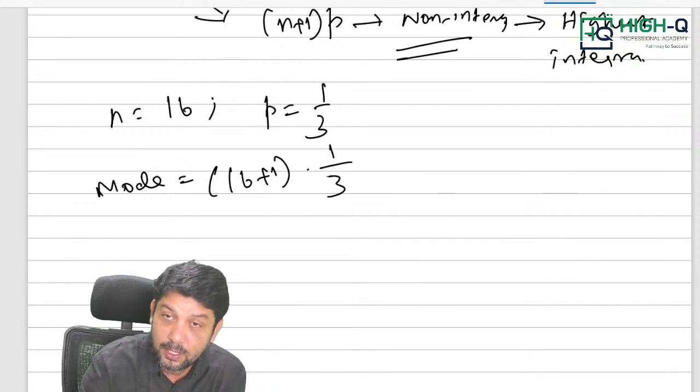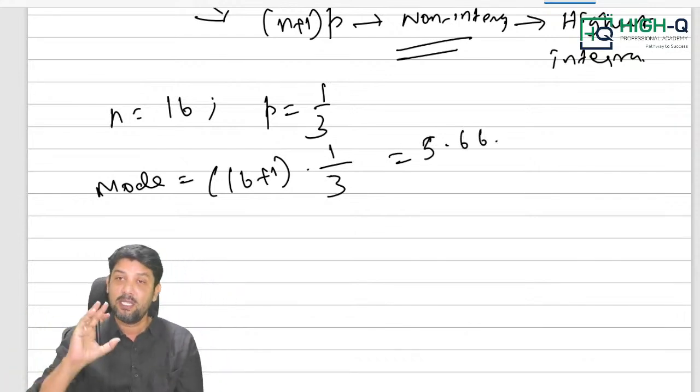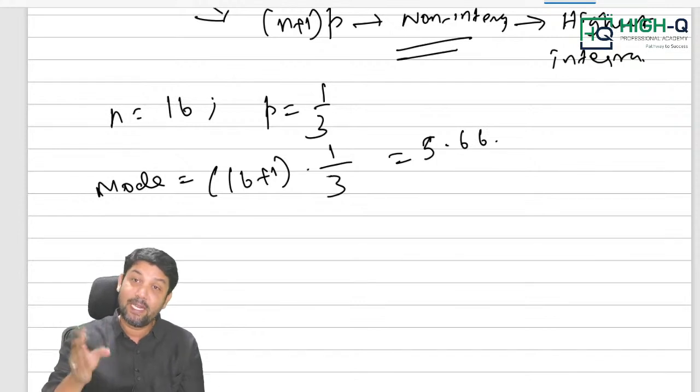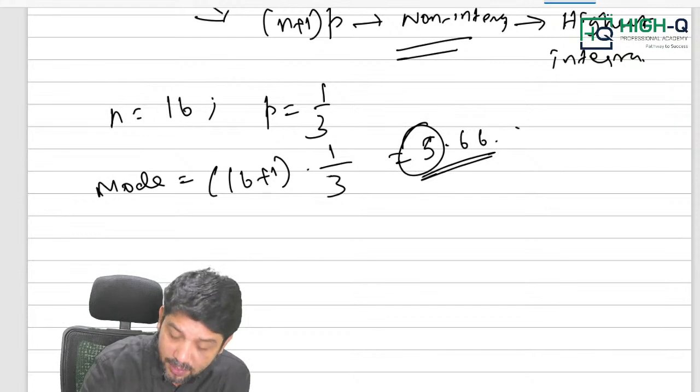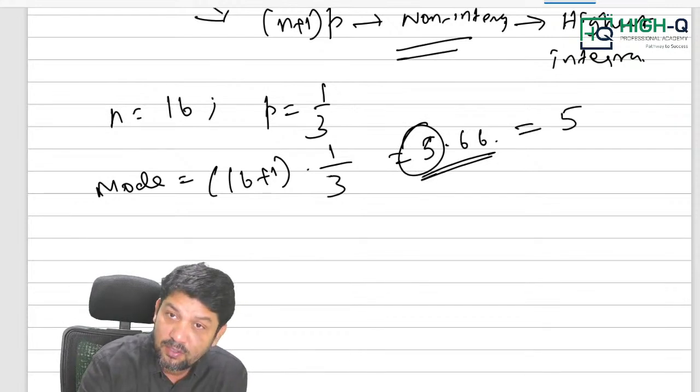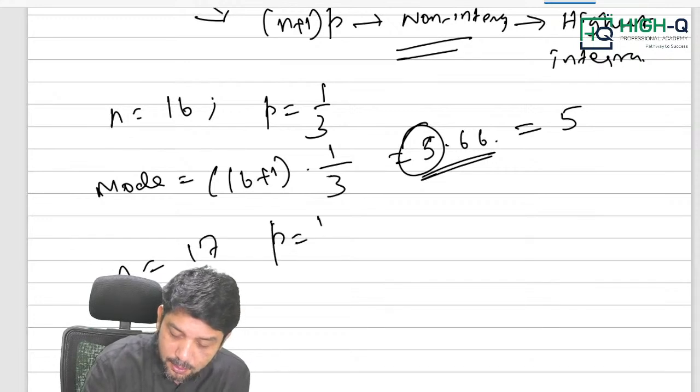So, (16 plus 1) into p is nothing but 17 by 3. What is 17 by 3? 5.6666. Its approximate value is 6, but actually what we have to take is the highest integral value. What is the highest integral value of 5.66? It is 5. So, therefore, our mode is 5. For example, n is equal to 17, p is equal to 1 by 3.